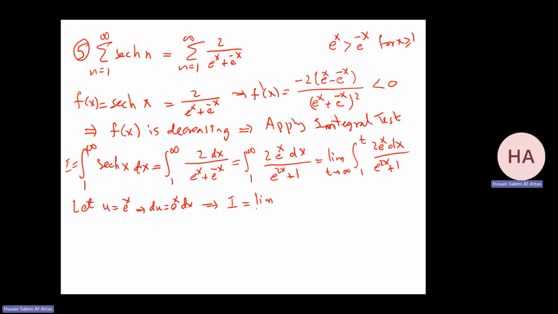So I will be the limit as t goes to infinity of what? This is du, so you have 2 du over u squared plus 1, from e to e to the power t. And that is the limit as t goes to infinity of 2 tan inverse u from e to e to the power t. So that will be what?